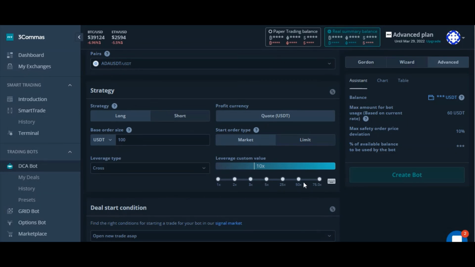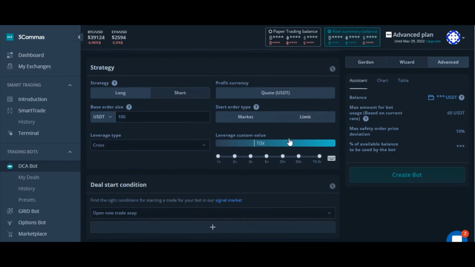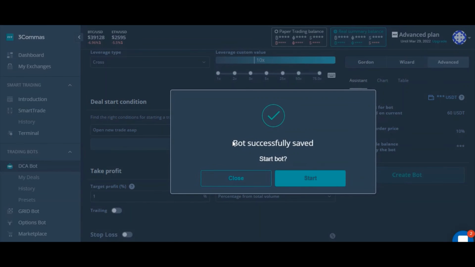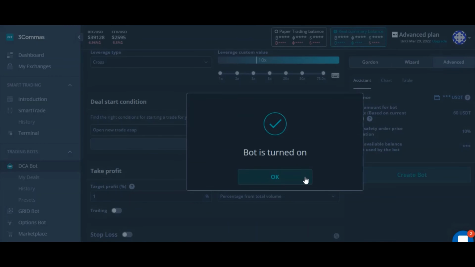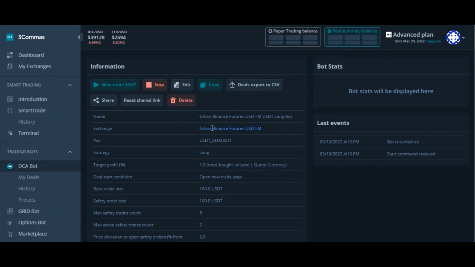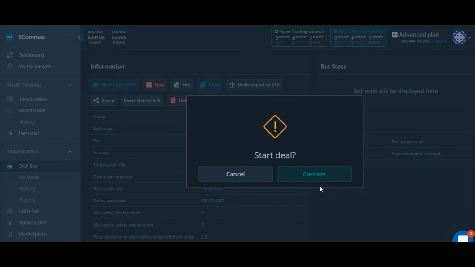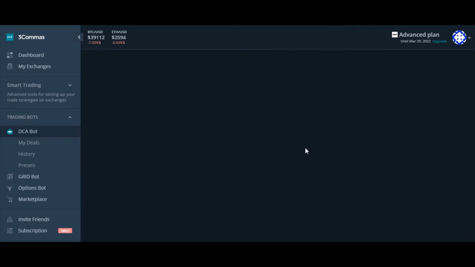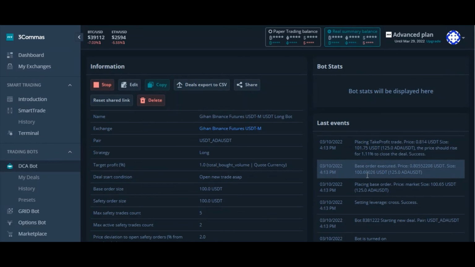So if you understood what happens there, and we are ready to create the bot, I just create the bot. Bot successfully saved. Start bot. Start. Bot is turned on. Okay. Bot is now ready to start. So once I click this one, new trade as soon as possible. Created. Bot is started. Now the bot is running.